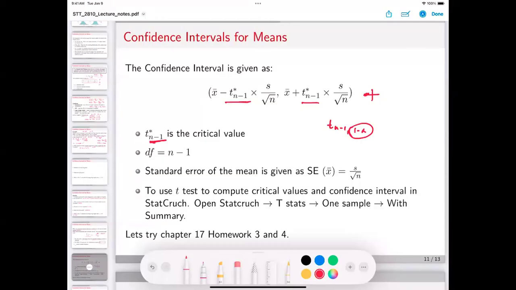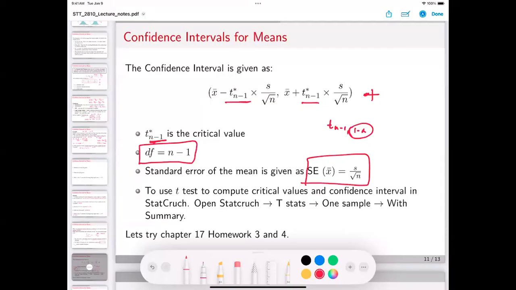So don't forget the standard error. Because we do not have the population standard deviation, the standard error of the mean is given by s divided by root n. This is the degree of freedom.